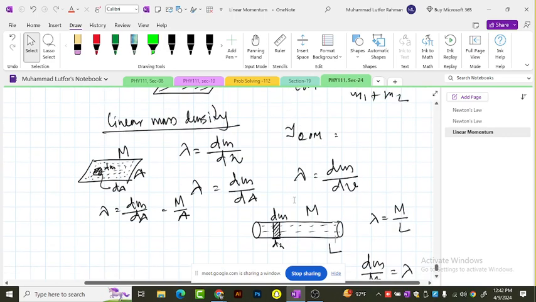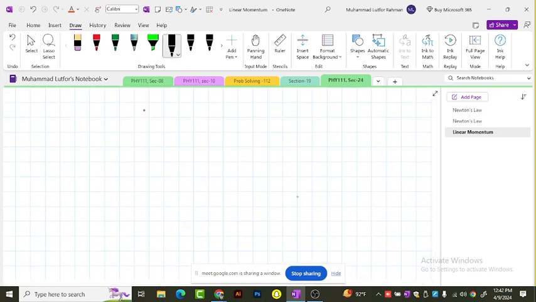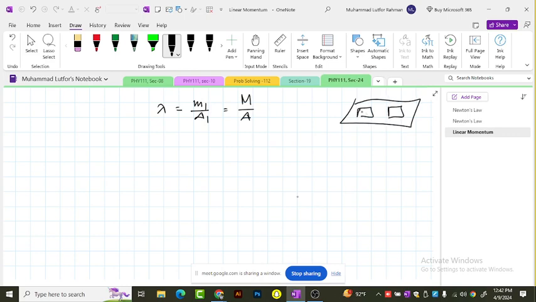We use that idea to find the center of mass for the two-dimensional case. What I'm going to write for the two-dimensional case is that lambda should be m1 divided by a1, total mass divided by total area. Let's say I have this figure, and I take a smaller chunk of mass, this is the mass m1 and the area is a1, and this is m2 and the area is a2, and then the total area is the sum of these areas.